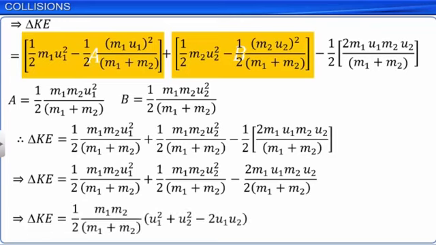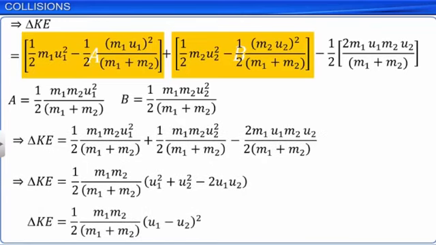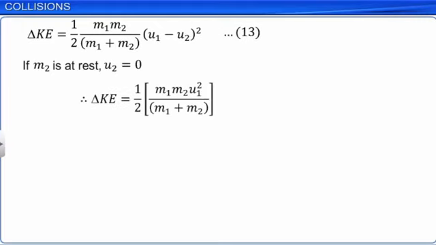Delta KE is half m1m2 by (m1 plus m2) into the square of (u1 minus u2). Let this be equation 13. In case the second body of mass m2 is at rest before the collision, we have u2 is equal to 0, and then the loss in kinetic energy is equal to half m1m2u1 square by (m1 plus m2).